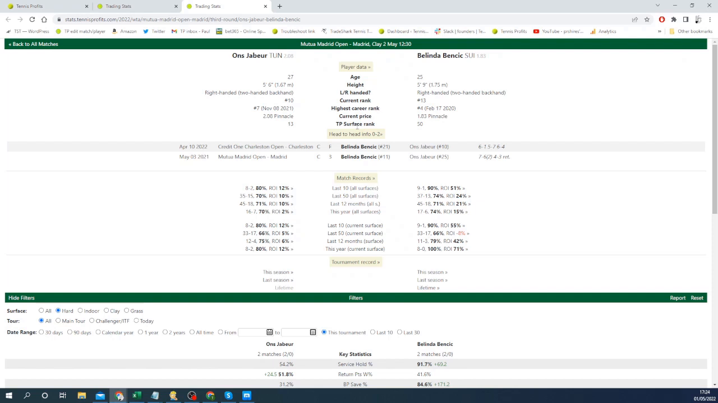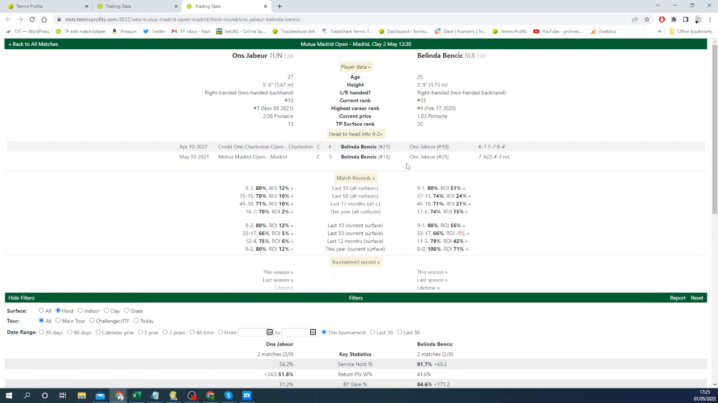We've got the TP surface rank, which is one that we do ourselves, a little tweak of the way that the ATP and WTA work theirs out. So in this case, Jabeur's higher ranked by our system.